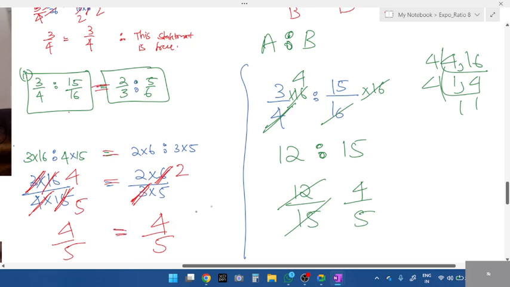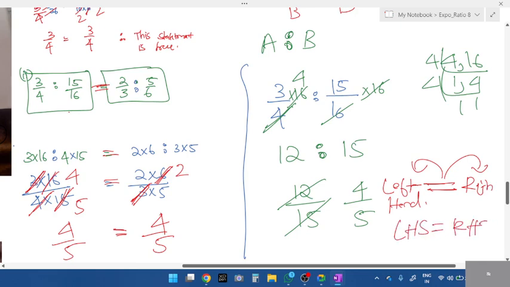Left hand side is equal to right hand side. See, before the equal to symbol, whatever comes, we call this left hand side, LHS. After this equal to symbol, whatever value you have, we call RHS, right hand side. So left hand side should be equal to right hand side. This is the concept of proportion. You'll have two ratios. Solve both the ratios. If both the ratios are equal, they are known as proportion.